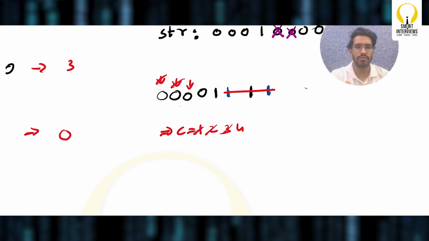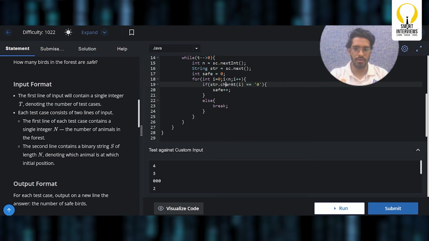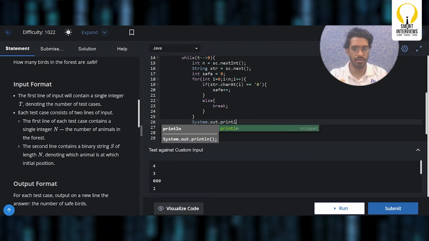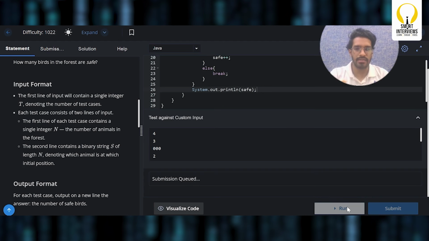If there are no safe birds also, the count still stays the same. So in the else part, we can simply break the loop and stop counting the birds, because definitely it would be eaten up by that wolf. Now at the end, according to the problem statement, we just have to print the number of safe birds. Let's see if it is working as expected or not.